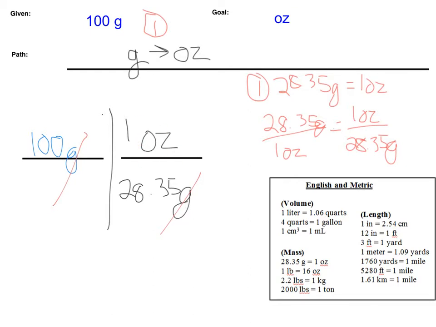So now what we need to do is take everything on top and multiply it, and then divide it by everything on bottom. In this case, we're just going to get 100 times 1, which is 100, divided by our 28.35, and that is going to give us a final answer of 3.52, and then we have to bring in our units, so 3.52 ounces. And that is going to be our final answer. So therefore, we know that 100 grams is equal to 3.52 ounces.